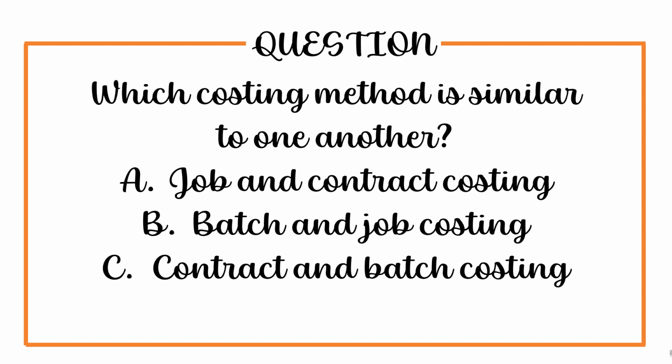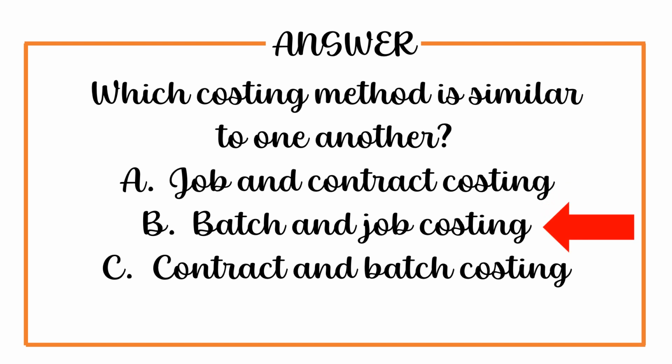Next question. Which costing methods are similar to one another? Is it A, job and contract costing, B, batch and job costing, or C, contract and batch costing? The answer is B, batch and job costing. Did you get this right or wrong?